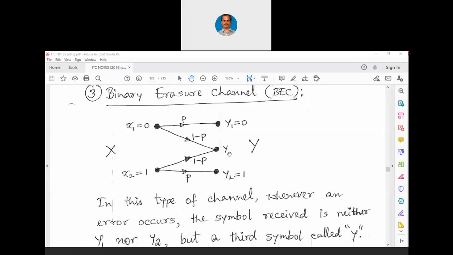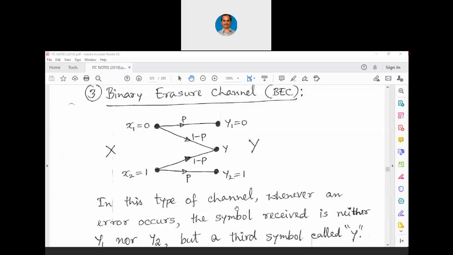Now you can see here, this is something different. When 0 is transmitted, 0 can be received. When 1 is transmitted, 1 can be received. But Y1 is received when X1 is transmitted, but Y1 is not received when X2 is transmitted. Instead, Y is received. Similarly, Y2 is received when X2 is transmitted, but Y2 is not received when X1 is transmitted. Instead, Y is received. Which means what? This is not like my previous example also. This is something different. Okay, this is an error.